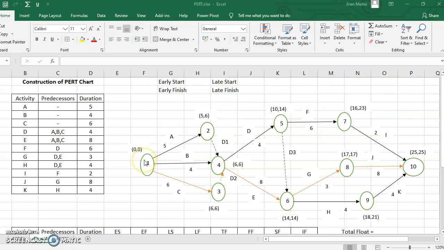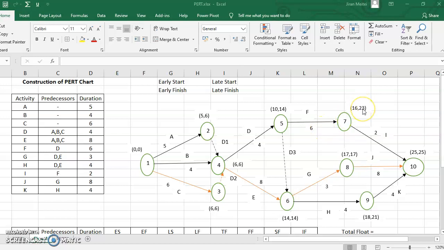Now in the network, just above the circle you have two numbers inside the bracket. These numbers have a meaning. So let's take this activity for example. With respect to this activity A, 10 is going to represent the earliest starting time of this activity A, and 23 is going to be the latest finish time.